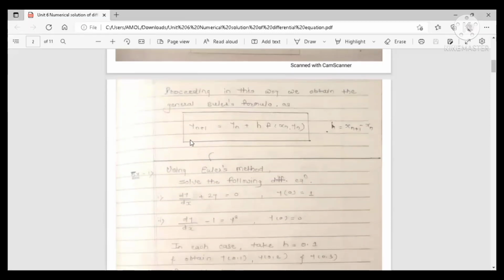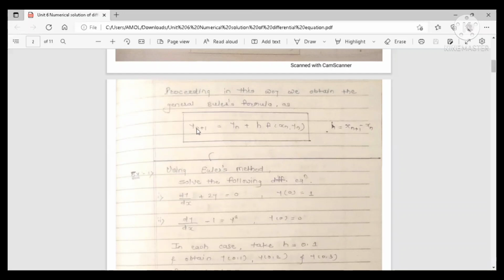Then the formula to find the solution of ordinary differential equation by using Euler's method is, this is the formula: yn plus 1 is equal to yn plus h into f of xn, yn. What is the h here? h is the difference between two consecutive values of x. Here we have written h is xn plus 1 minus xn. Means the difference between two successive consecutive values of x. That is your h. This is the generalized formula.